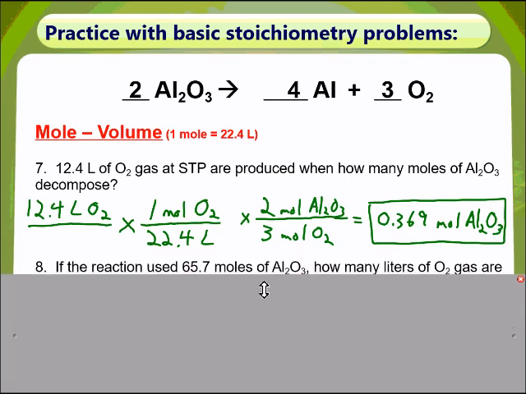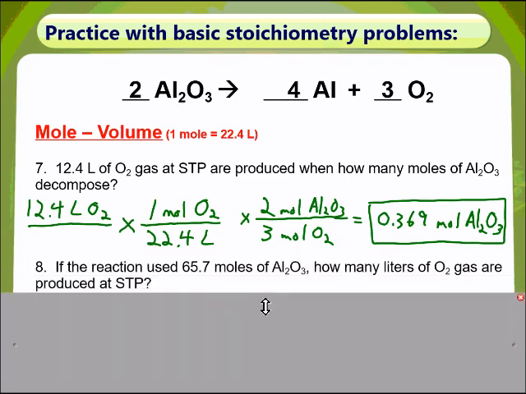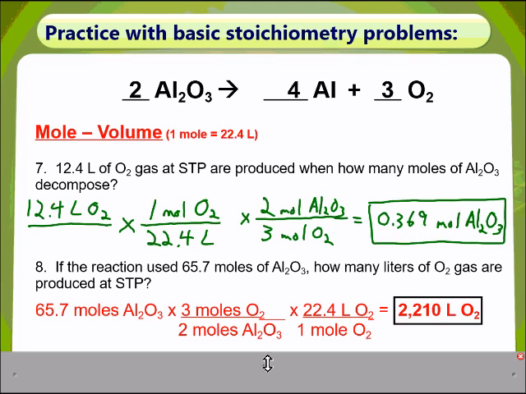All right, now pause the video and try problem number 8 on your own. Okay, let's see how you did. We start with 65.7 moles of aluminum oxide. Step 1, which is convert to moles, not necessary. Our given is already in moles. We go straight to step 2.